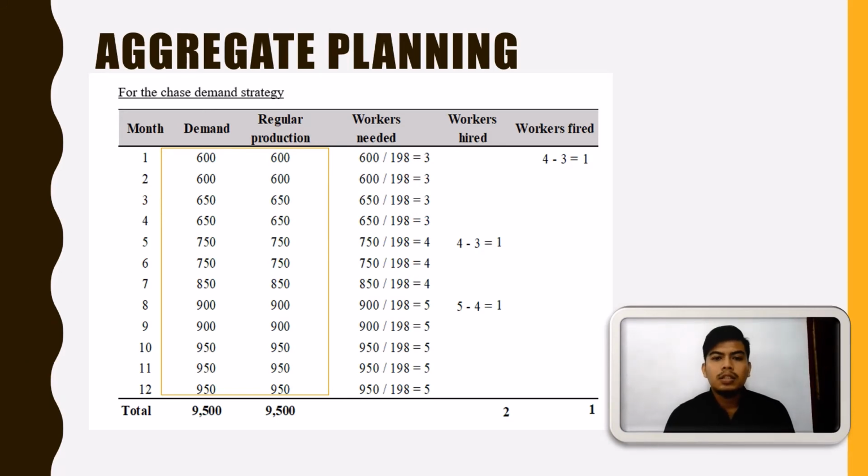As you can see, the aggregate planning for the chase demand strategy that we use has its values from the first month until the 12th month. As you can see, as I click and square up there, we can see the value is copied to the gross requirement.